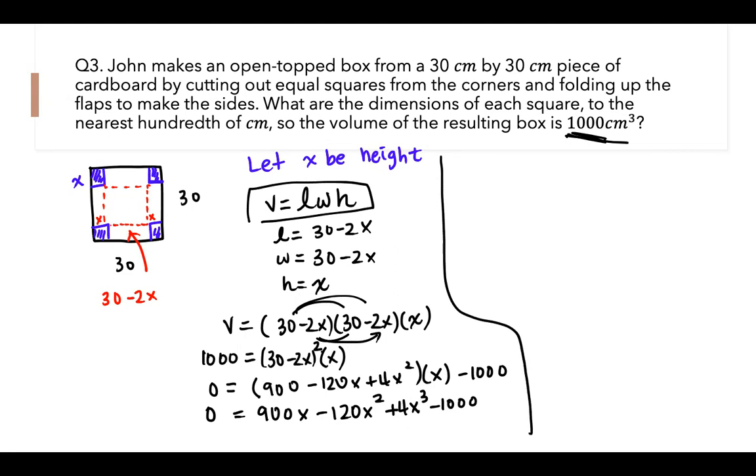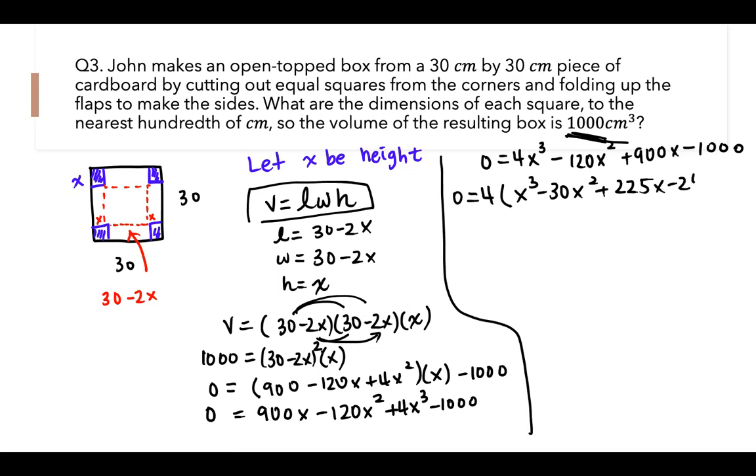Okay, so it's going to be 0 equals 4x cubed minus 120x squared plus 900x minus 1,000. Now I could factor out the common factor, it looks like it's 4. So 4 bracket x cubed minus 30x squared plus 225x minus 250. Now we need to figure out how we're going to factor inside the bracket.